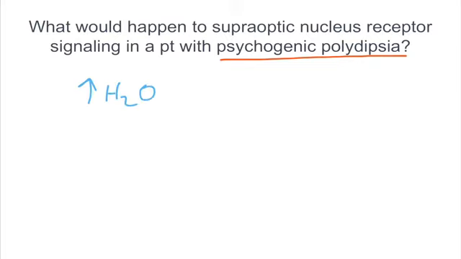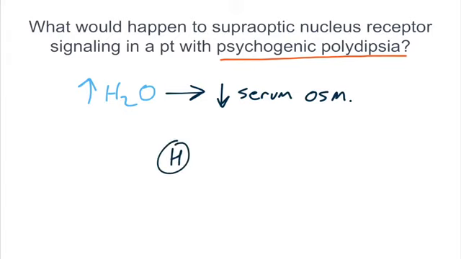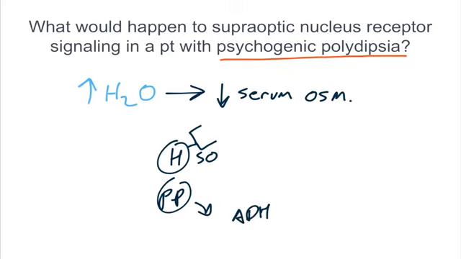And so what would this do to the osmolarity? Well, the serum osmolarity would actually be very low. It's very dilute. And therefore, the supraoptic nucleus on the hypothalamus, we'll draw the supraoptic nucleus. This supraoptic nucleus would be less stimulated. So less ADH would be released from the posterior pituitary. So ADH secretion would be decreased.